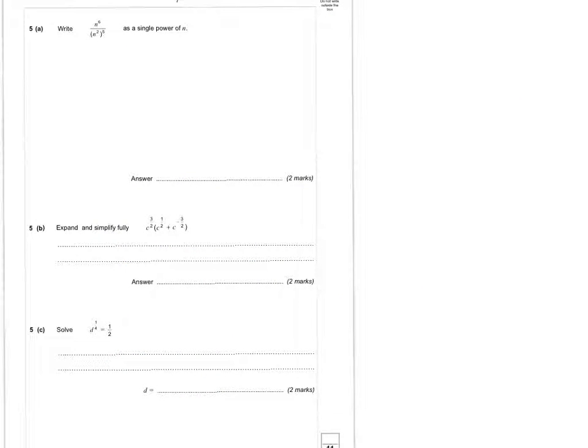Question 5. Write n to the power of 6 over n squared to the power of 5 as a single power of n. So we've got n to the power of 6 over n to the power of 10. Power of power, you multiply. So that is 1 over n to the power of 4, or n to the power of minus 4.